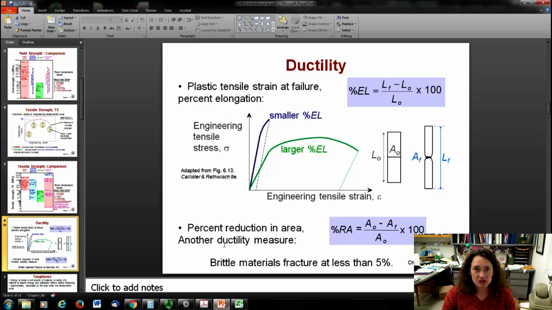Okay, another way to measure the ductility is to calculate the percent reduction in area. We talked about how if you have a lengthening in one direction, then of course you have a constriction in that lateral direction. So as the length gets larger, the cross-sectional area gets smaller and smaller. So if you want to compare it that way, then you can compare the initial area to the final area, subtract those two, and then divide by the initial area and multiply by 100%, and you have percent reduction in area. That's another way to calculate ductility. Brittle materials usually fracture at less than 5%, so they don't change their length or their area very much at all before fracture.